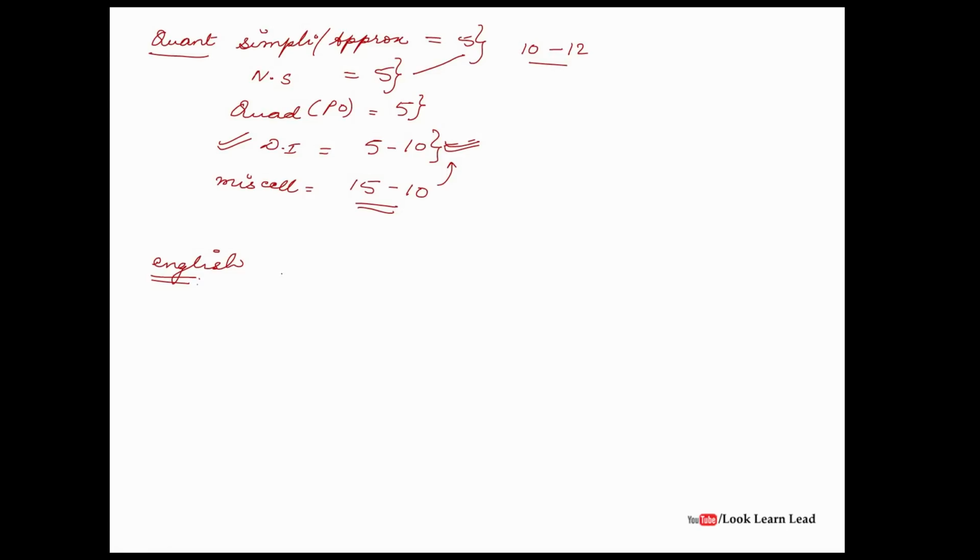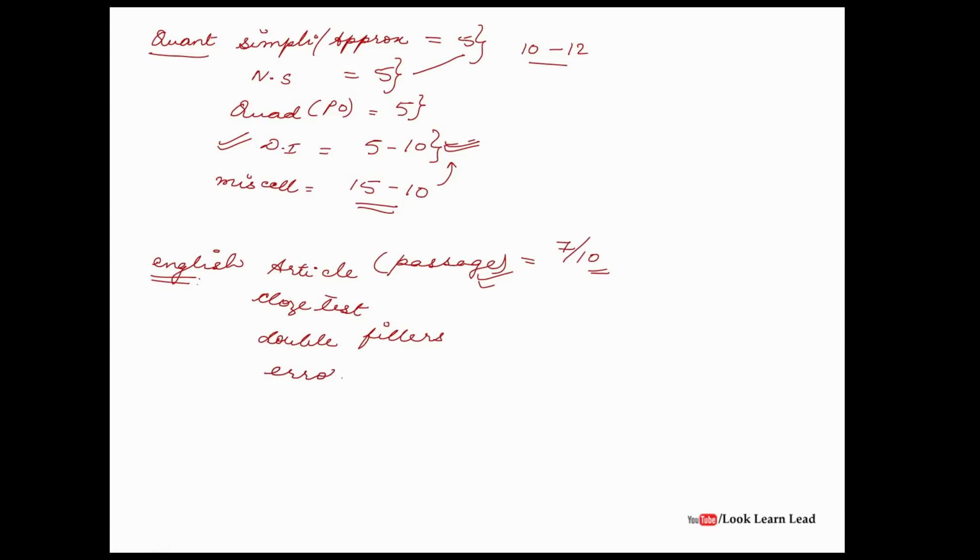Okay, now next is English. In English, first is article, which means passage. The second is close test. So never miss a passage, because if you understood the passage correctly, you can score around 7 out of 10. It is very easy to score. Third is double fillers. Then error finding, where there would be an error in some statement, and jumbled sentences.